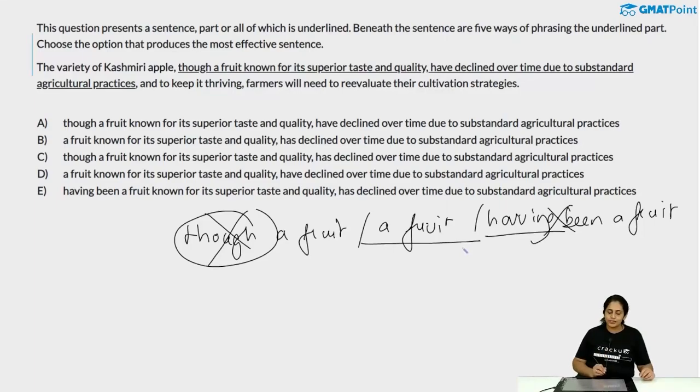The correct form to choose is a fruit. So we can eliminate option A, option C, and option E as such. So it should be a fruit known for its superior taste and quality.